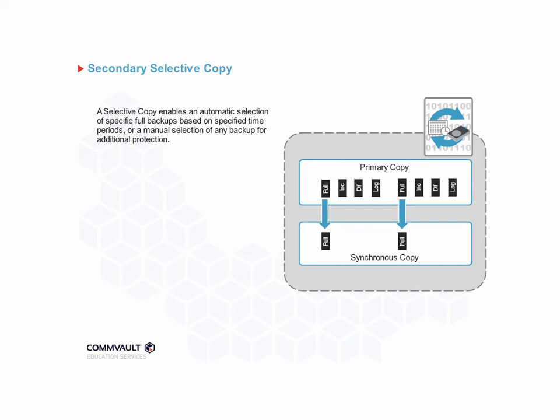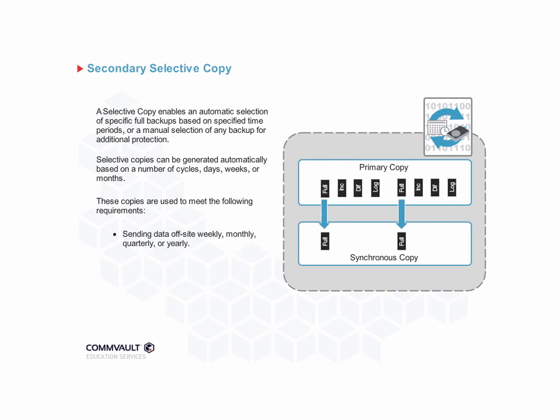A selective copy enables an automatic selection of specific full backups based on specified time periods, or a manual selection of any backup for additional protection. Selective copies can be generated automatically based on a number of cycles, days, weeks, or months. These copies are used to meet the following requirements: sending data off-site weekly, monthly, quarterly, or yearly, and archiving point-in-time copies of data for compliance and government regulations.